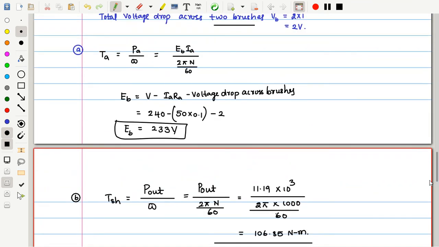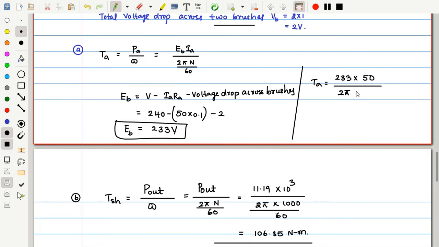And I think I have not calculated the required thing here. Just now you can put this EB over here, so you can get the torque TA directly. So EB is 233, IA is 50 amperes, divided by 2 pi into speed, 1000, divided by 60. So you simplify this expression. This torque value is something like 111.2 Newton meter. That is what I got. Just cross verify yourself whether you are getting this or not.